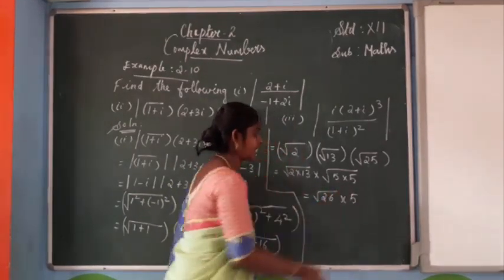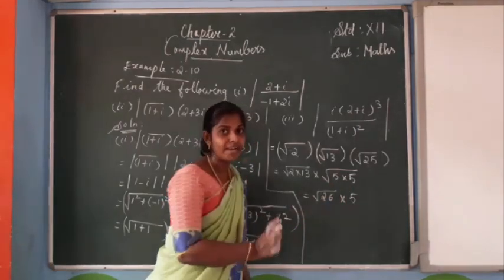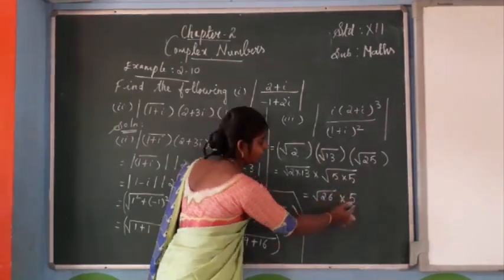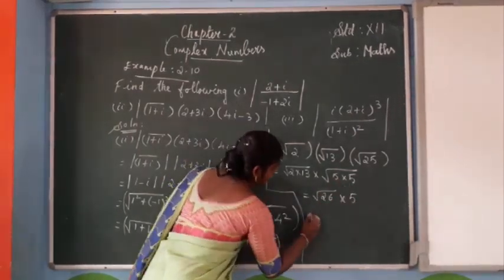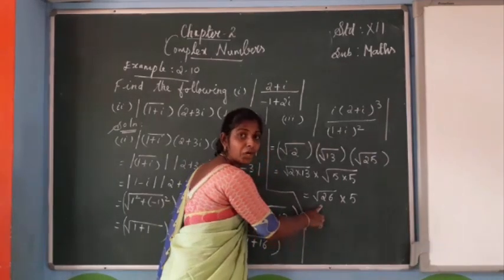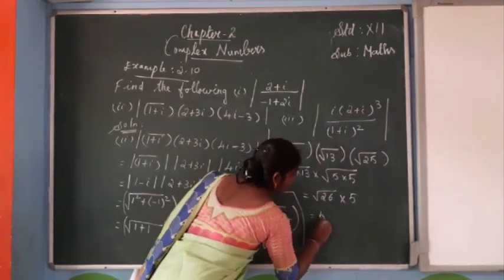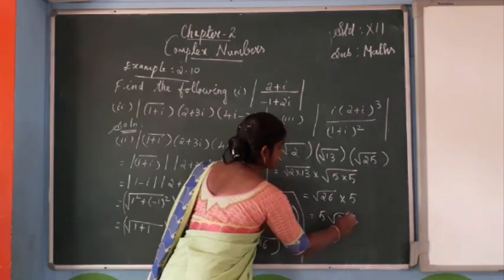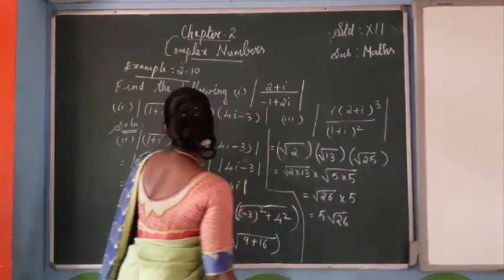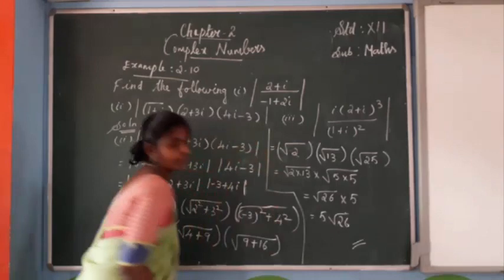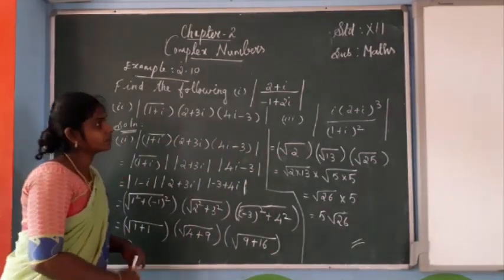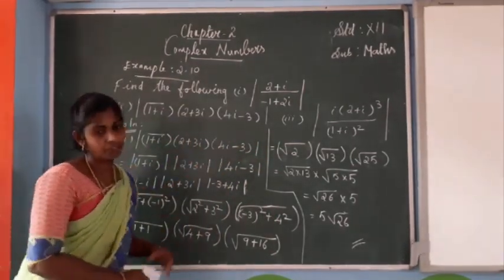We can take the value outside the root, so 5. So that's equal to 5 root of 26, that is 5 into root 26. This is the answer for the second subdivision. Next we move to the third subdivision.